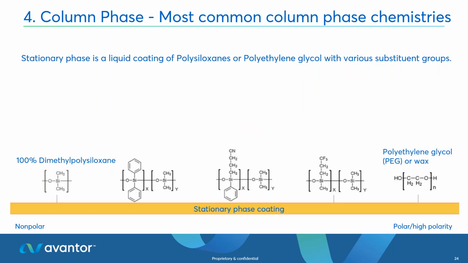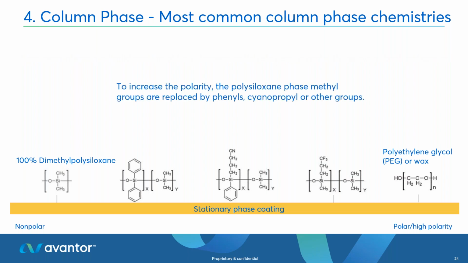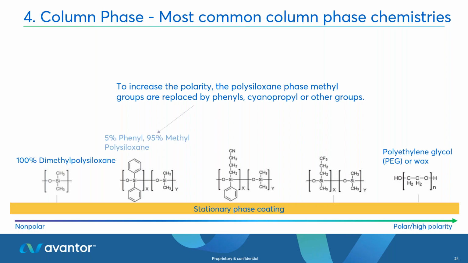So the most common phase chemistries, we'll go through them now. We've got non-polar on the left, dimethyl polysiloxane, 100%. Then on the right, we've got polar high polarity phases, polyethylene glycol, or wax columns. And the stationary phase is essentially a liquid coating of polysiloxanes or polyethylene glycol with substituent groups. And then as we add these substituent groups, it increases the polarity. And then this gives more separation mechanisms, the more polar the phase becomes.